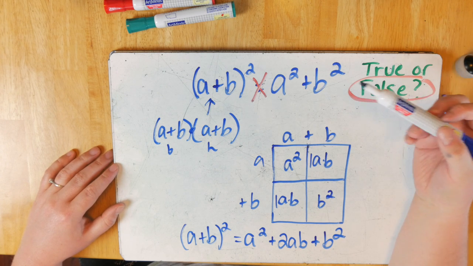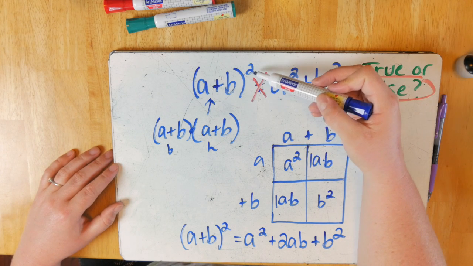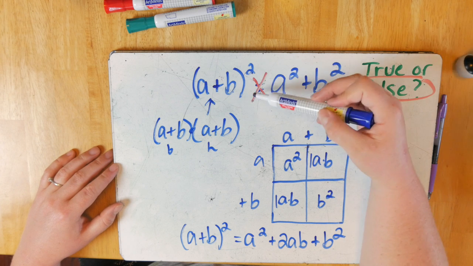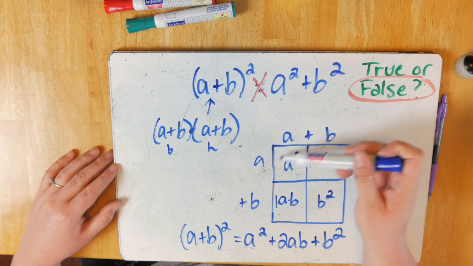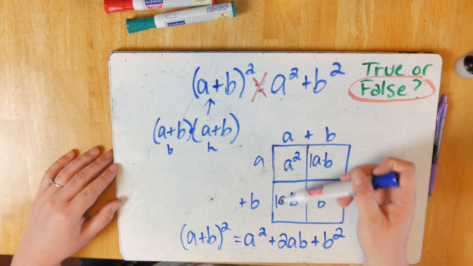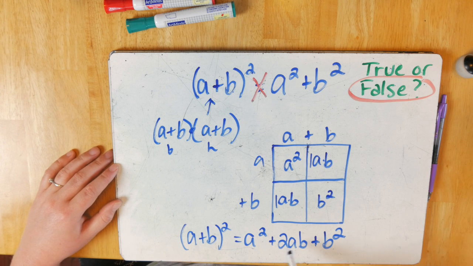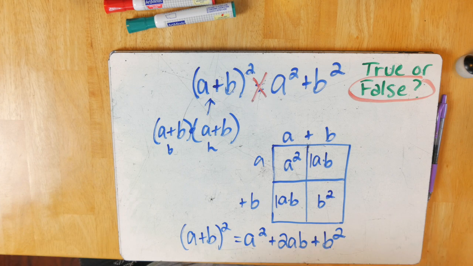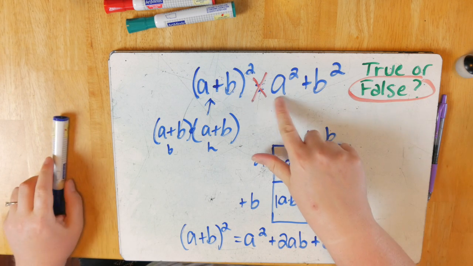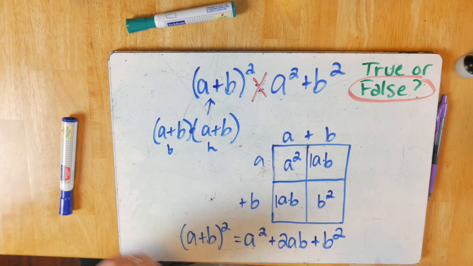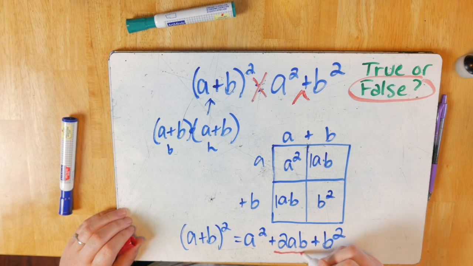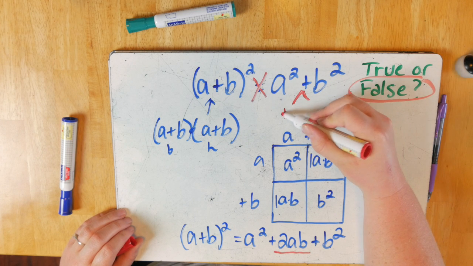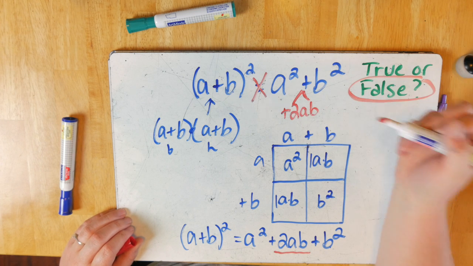So when we take a plus b quantity squared and we multiply it out using the area model of the whole base times the whole height, it gets us all four of these little mini areas. We get a squared plus 2ab plus b squared. And so you can see that that is not equal to a squared plus b squared. What is missing from this expression to make them equal is this middle term of plus 2ab.